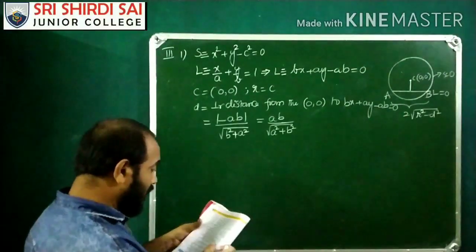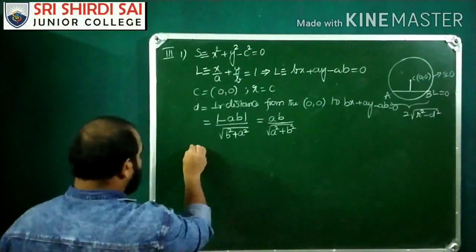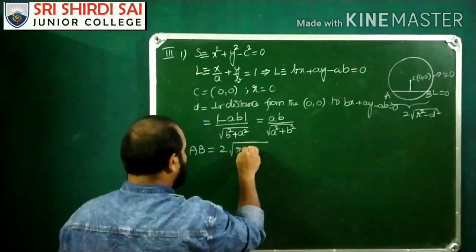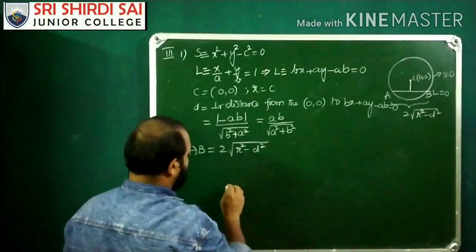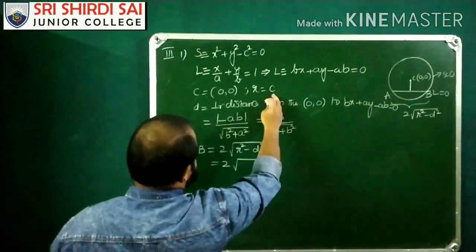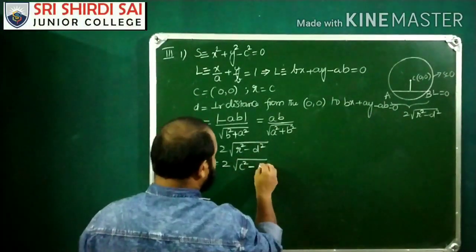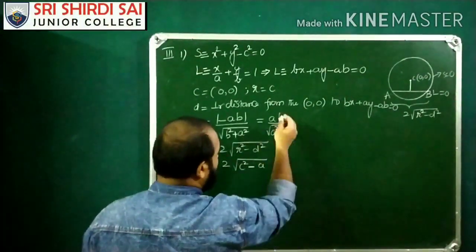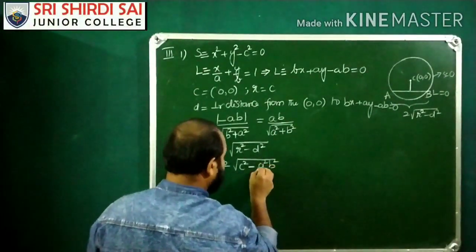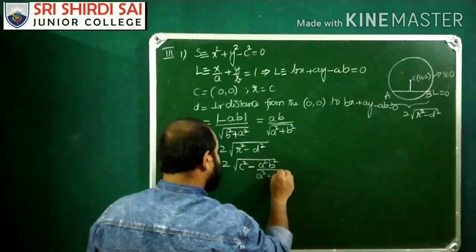If the line intersects the circle at A and B, then find AB. So AB is equal to 2 root of r square minus d square. So 2 root of c square minus d square, where d square is ab whole square by a square plus b square. So the square root cancels, leaving a square plus b square.